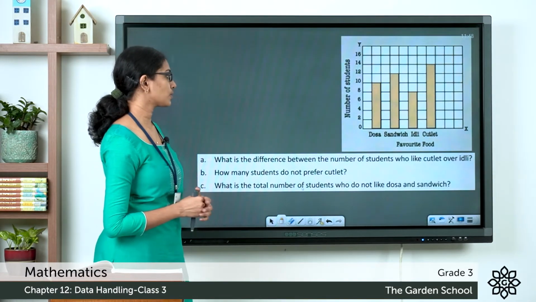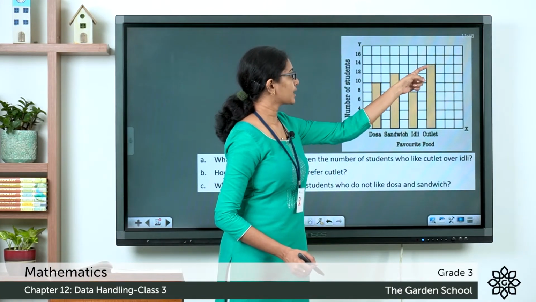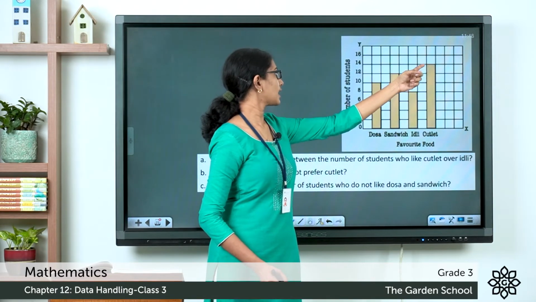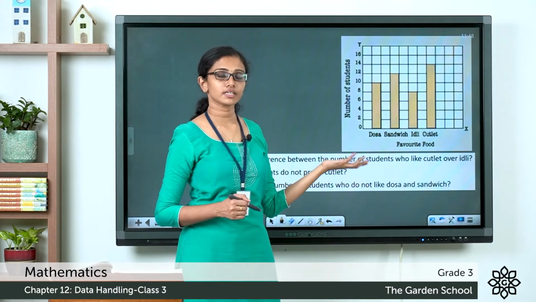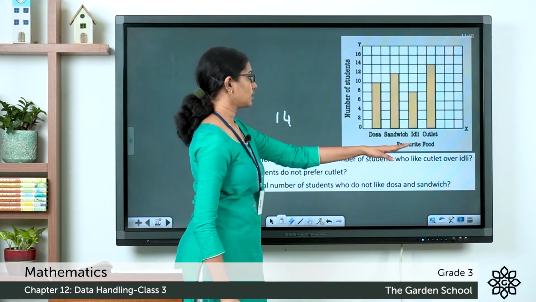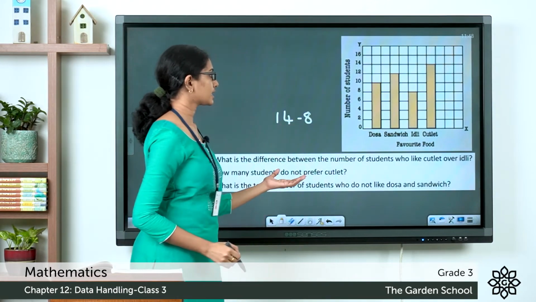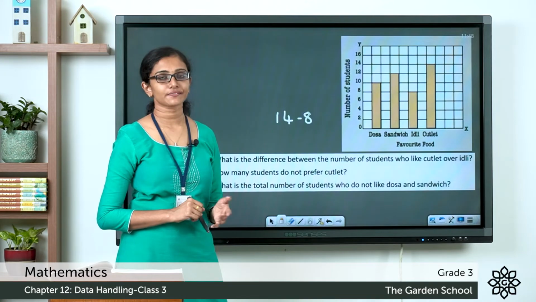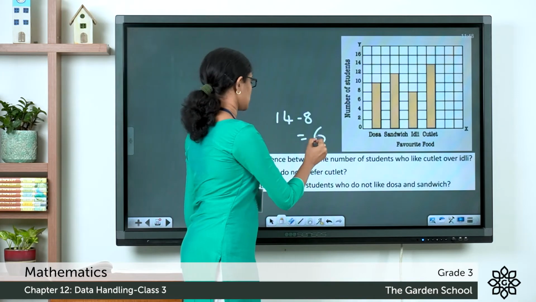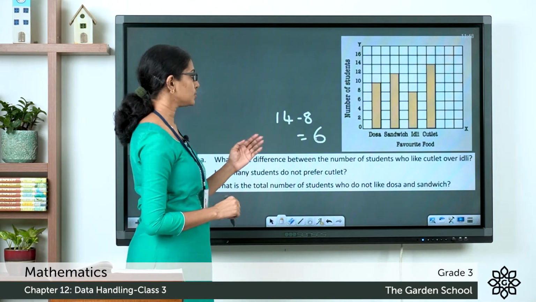So what is the number of students who like cutlet? The number of students who like cutlet corresponds to the height of this bar. So here we have cutlet. This rectangular bar has a height corresponding to the number 14. So cutlet is the favorite food of 14 students, whereas idli is the favorite food of 8 students. So how many more students like cutlet over idli? That would be the difference of these two numbers, 14 minus 8, and that is equal to 6. So the difference between the number of students who like cutlet over idli is equal to 6.